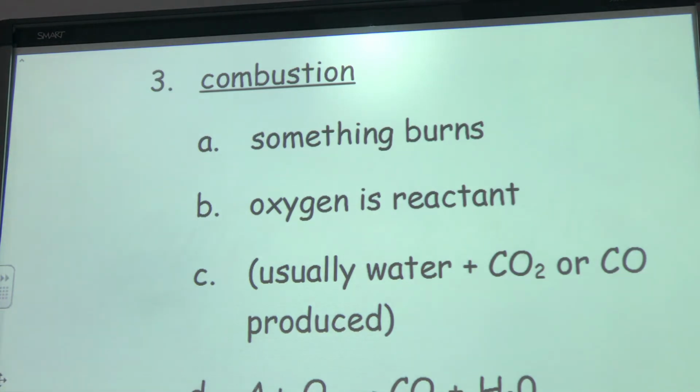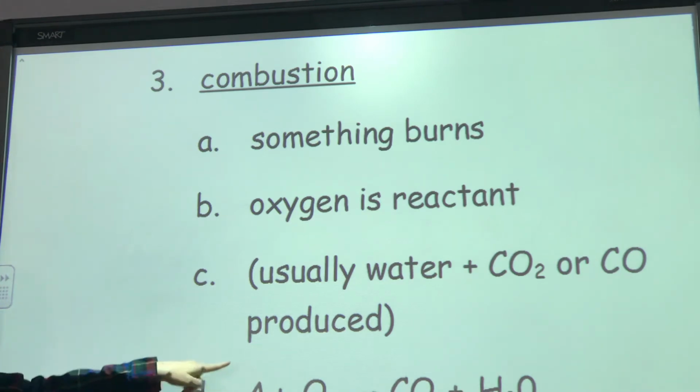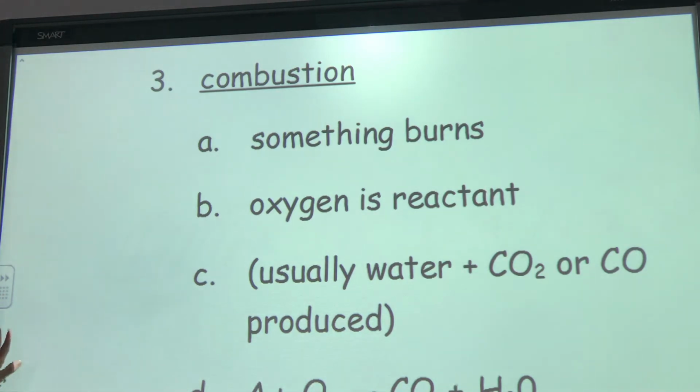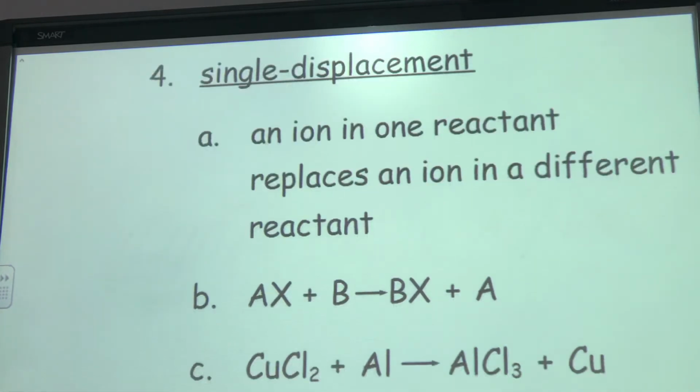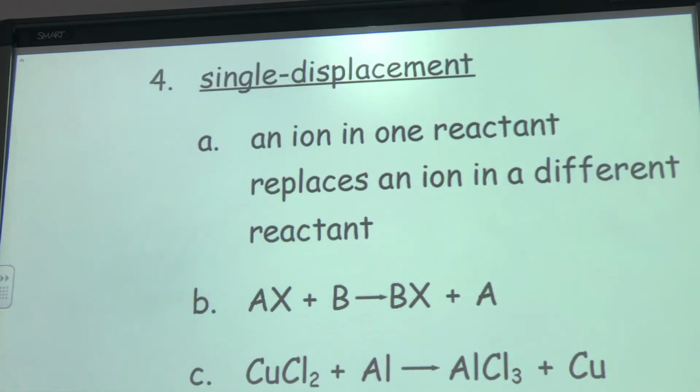Good example, so this is the general equation. We have some compound A that burns with oxygen, and we get carbon dioxide and water. A good example of an actual real-life thing is this. This is called methane. It's made of carbon and 4 hydrogens. So methane burns with oxygen, creates carbon dioxide and water. That's a combustion reaction.